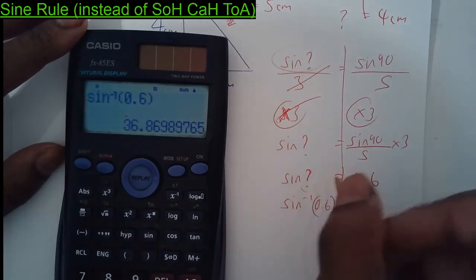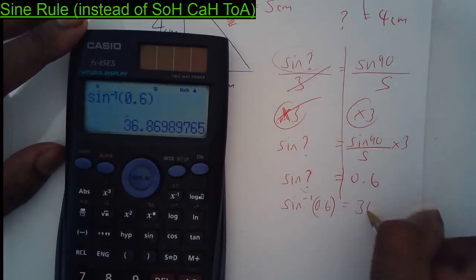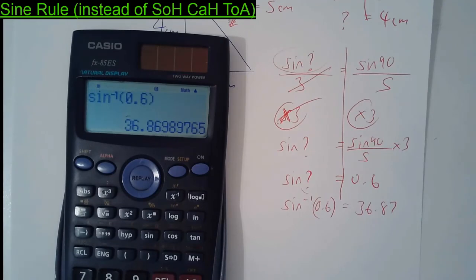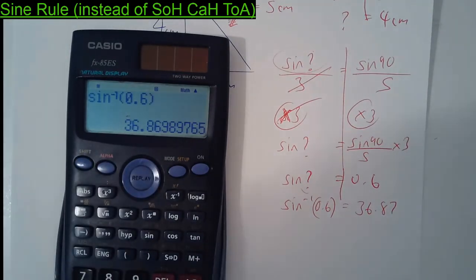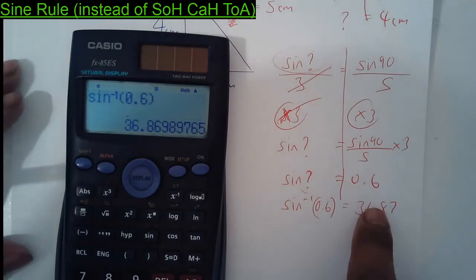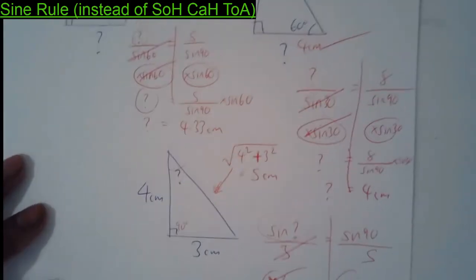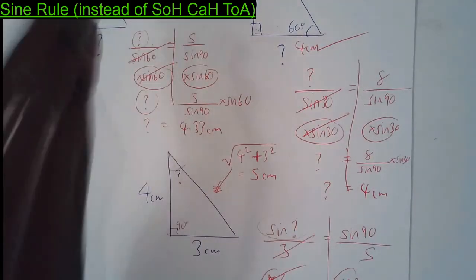So now I've got 36.87, rounded to 2 decimal places. The question normally will tell you how many decimal places or significant figures they want it rounded to. I'm just rounding it to 2 decimal places. There you go, the angle there is 36.87. And what we just achieved, we've not even touched SOHCAHTOA, we just relied on sine rule to work out the missing sides and angles.